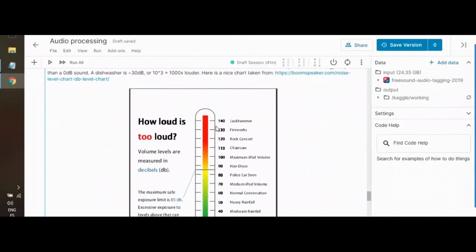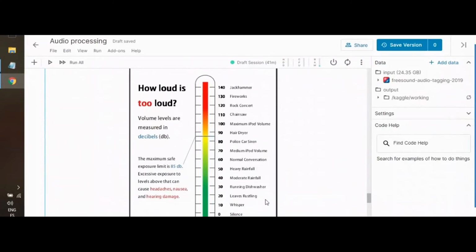So this is a scale, just to have an idea of what the measures are. For instance, if you are hearing some moderate rainfall, you will hear about 40 decibels. But if you get higher and higher, there is a safety limit from which you will be at risk of developing hearing damage. So for instance, a chainsaw or a jackhammer in the street will be too loud and you will need to use some protection for your hearing.